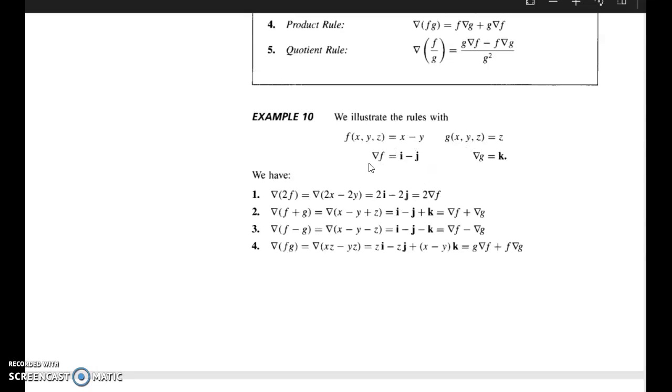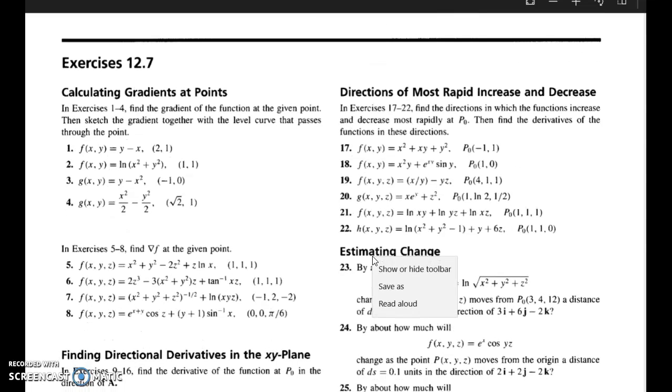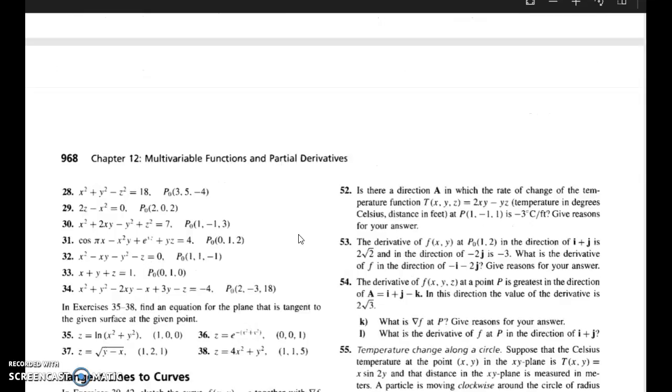So, given f and g, del f is equal to this one. So, del of 2f is equal to... Okay, this is the problem. You have to do these problems also.